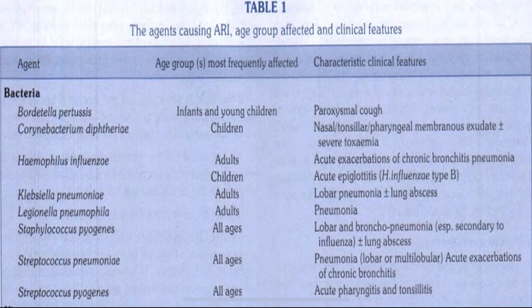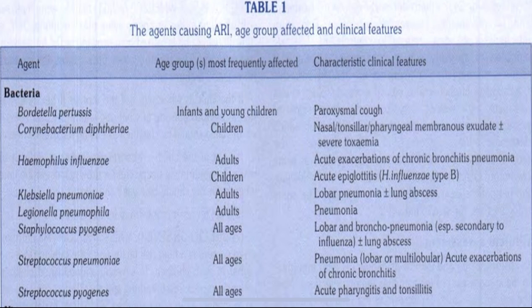Now for the agent causing acute respiratory infection, the age group commonly affected, and the clinical feature of each. Bordetella pertussis mainly affects infants and young children, and the patient presents with paroxysmal cough. Corynebacterium diphtheriae, we have discussed diphtheria in detail in our previous slides. It mainly affects children, and the patient can present with membranous exudates, nasal, tonsillar, or pharyngeal, which may or may not be associated with toxemia.